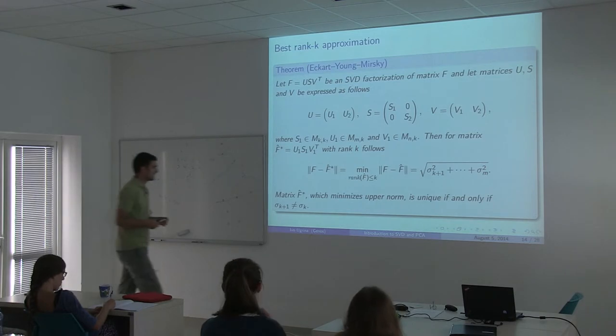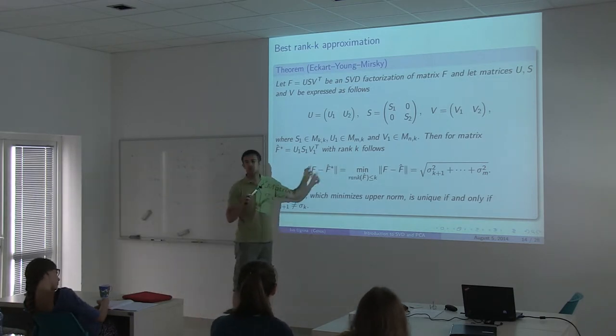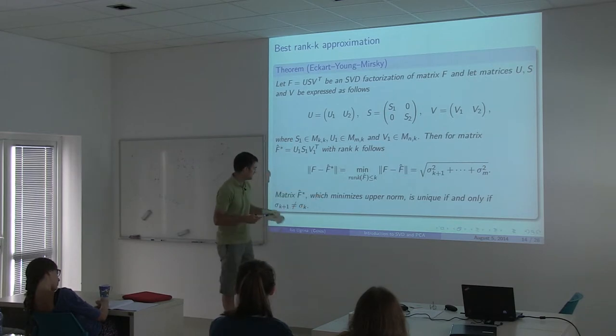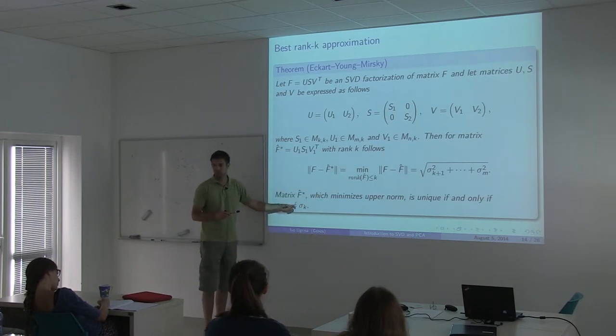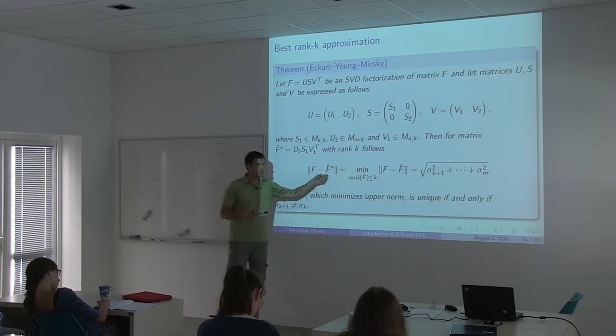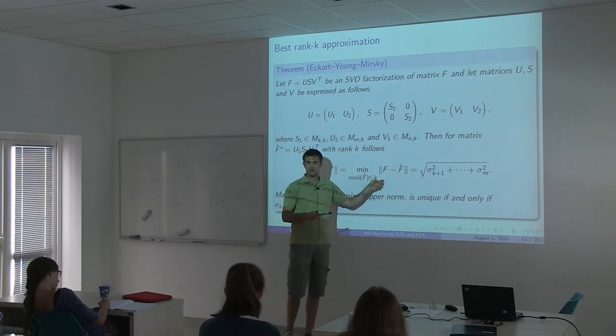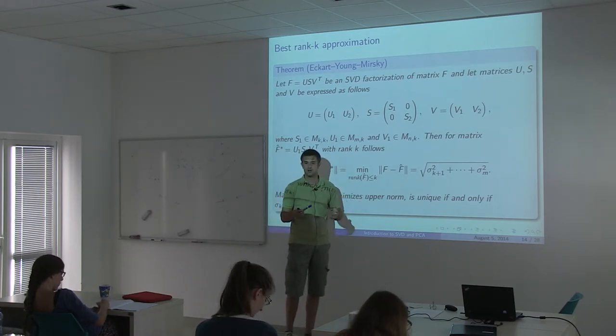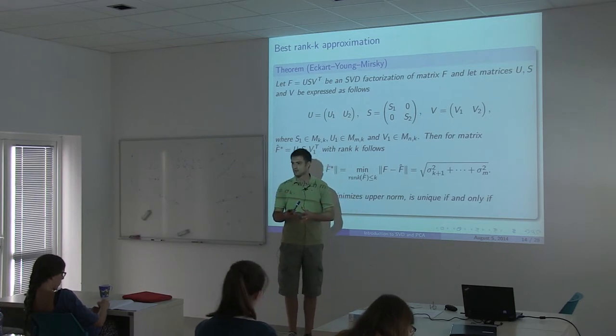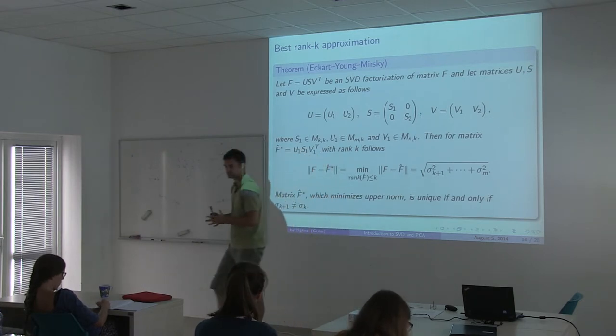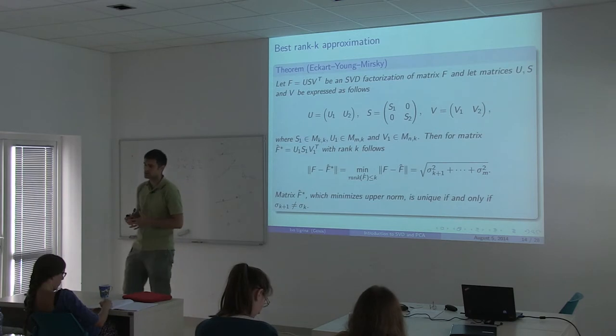So this matrix can be rewritten, let's just say it like that, if these guys are equal. But if they're different, then this is the only matrix that can minimize this norm here, like the closest one in lower space. Okay, do you have any questions regarding this?